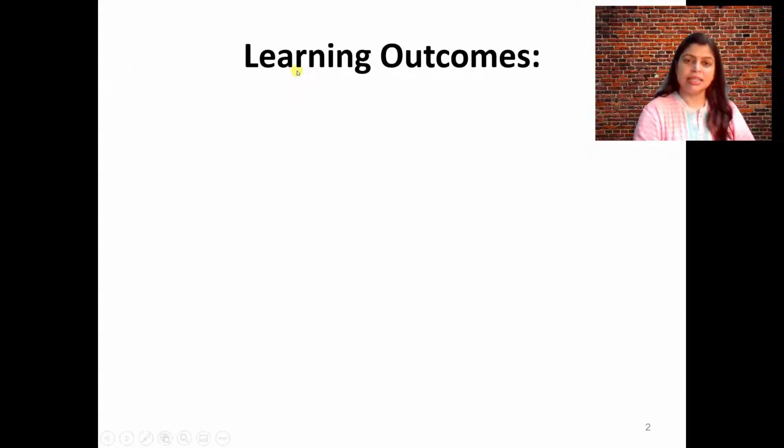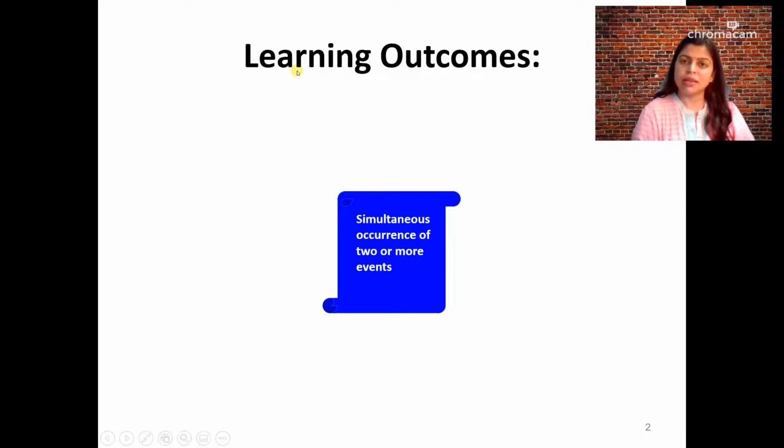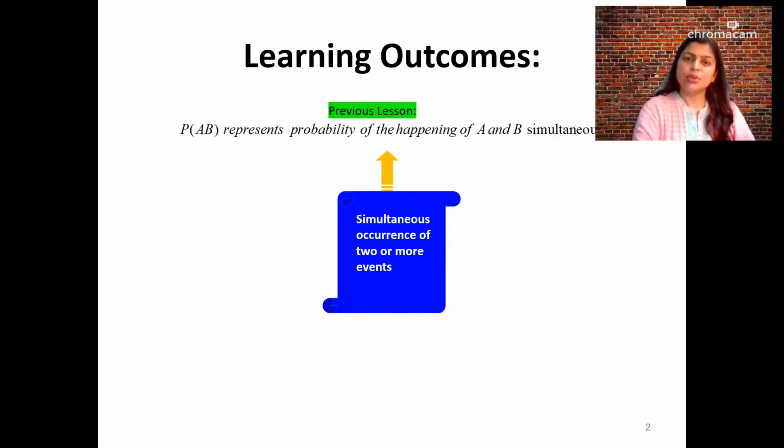And here in this lesson we are going to learn about various aspects related to simultaneous occurrence of two or more events. If you remember, in the previous lesson I told you that P of AB represents the probability of the happening of A and B simultaneously. In the same way, we have some notations: P of A represents the probability of happening A. P of A plus B represents the probability of happening either A or B. And P of AB represents the happening of A and B simultaneously.